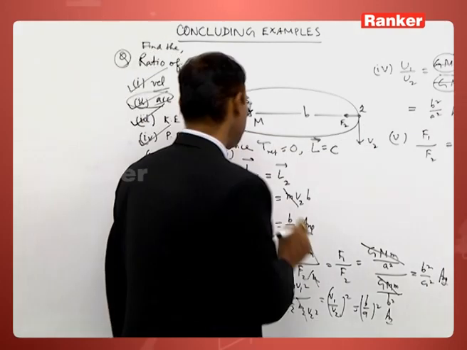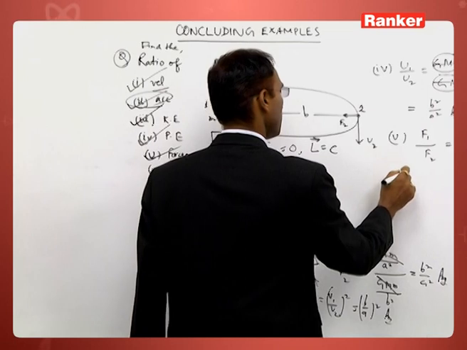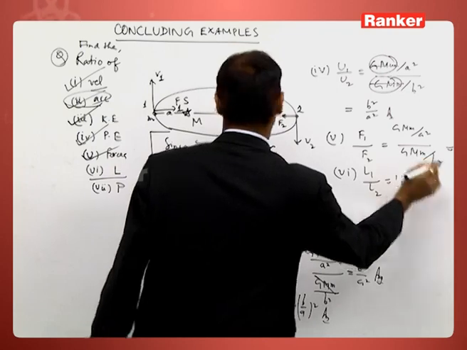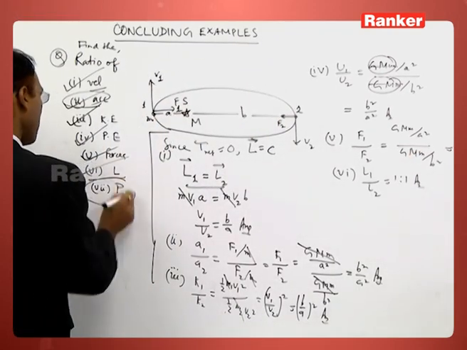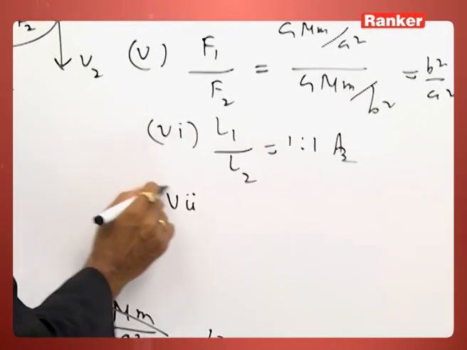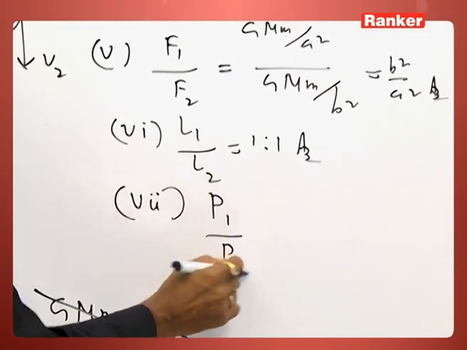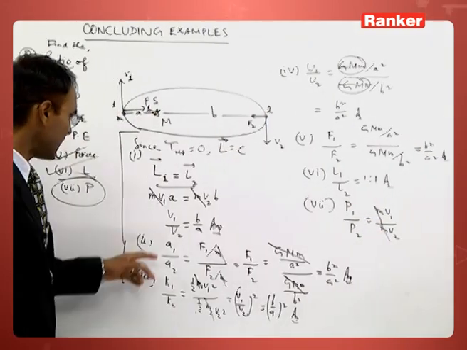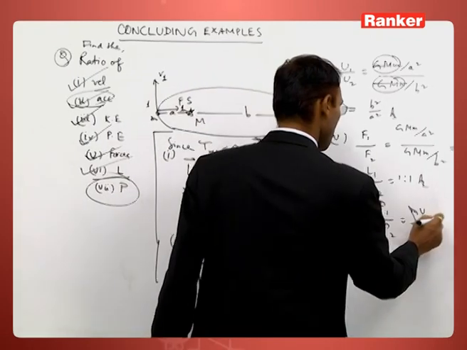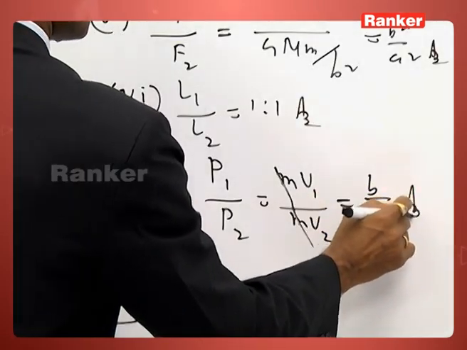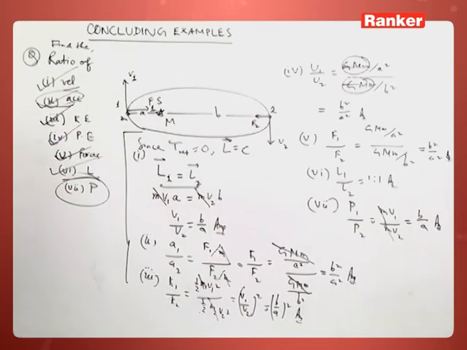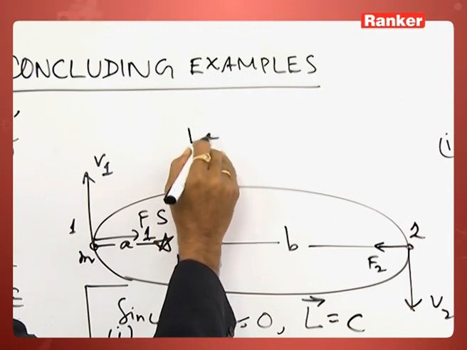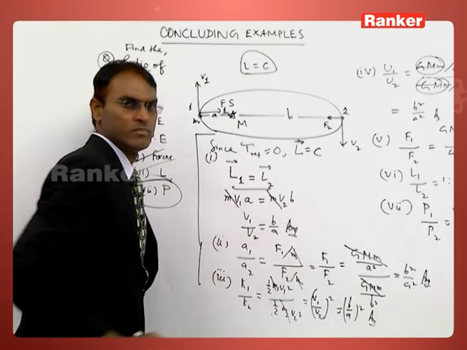Come to the angular momentum. Since angular momentum at 1 and 2 are equal, L1 upon L2 will be equal to 1:1. And linear momentum, P1 upon P2 is equal to mv1 upon mv2. So m is getting cancelled and you are getting v1 upon v2, that's equal to b by a as you calculated earlier. The central concept is conservation of angular momentum for this example.